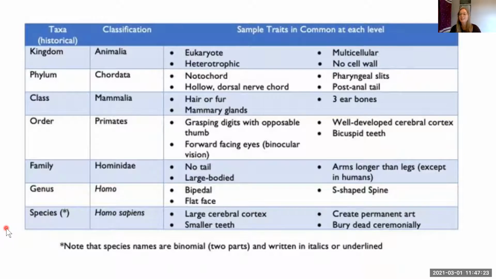Our family is in the Hominidae. That means we do not have a tail. We have relatively large bodies, which we do, and our arms are longer than our legs, except in humans. Our arms and legs are pretty much the same size. Our genus is Homo, which means that we are bipedal. Bi means 2, pedal refers to feet. So bipedal means that we walk on 2 feet.